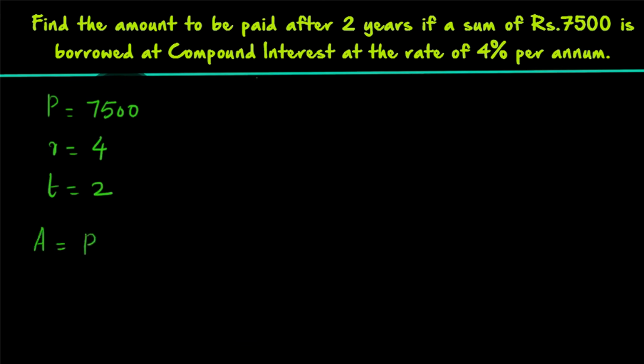Amount is equal to P into 1 plus R by 100 the whole raised to T, where P is the principal, A is representing the amount, R is the rate of interest and T is the time. So now we can easily substitute.